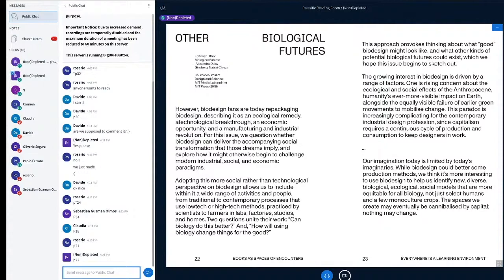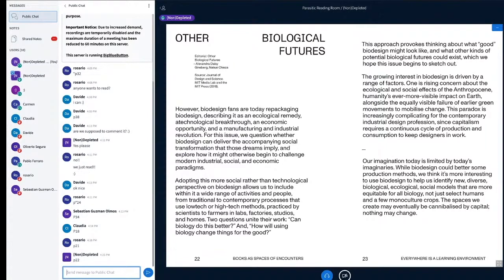Adopting this more social than technological perspective on biodesign allows us to include a wide range of activities and people, from traditional to contemporary processes that use low-tech or high-tech methods, practiced by scientists to farmers in labs, factories, studios, and homes. Two questions unite their work. Can biology do it better? And how will using biology change things for good? These approaches provoke thinking about what biology might like and what other kinds of potential biological futures could exist, which we hope this issue begins to sketch out.